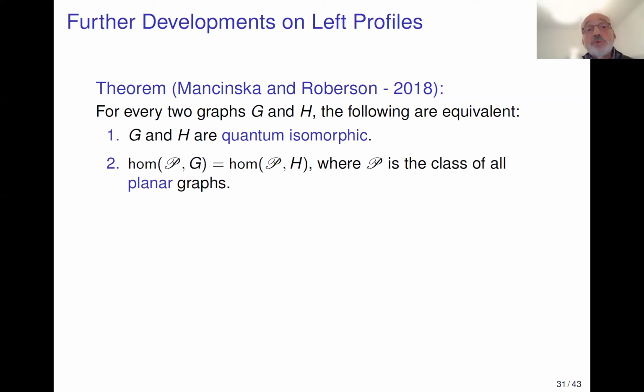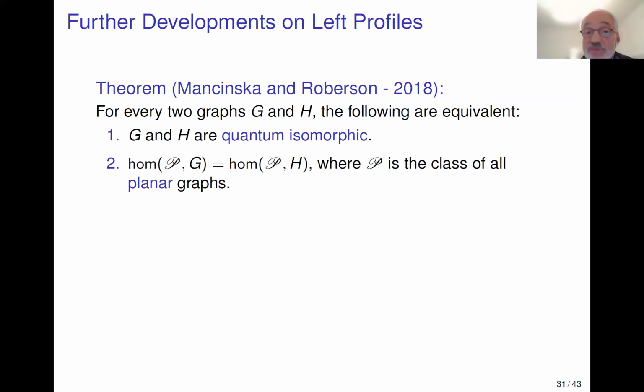Mančinska and Roberson proved that two graphs are quantum isomorphic if and only if they have the same left profile restricted to the class of all planar graphs. That's one of the most fundamental classes of graphs, planar graphs. Having the same left profile restricted to planar graphs is the same as being quantum isomorphic.